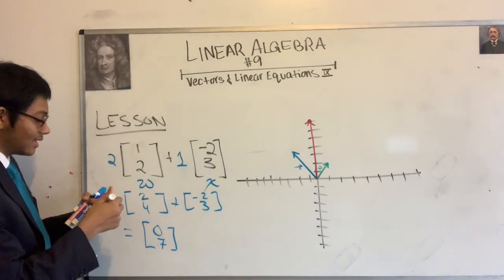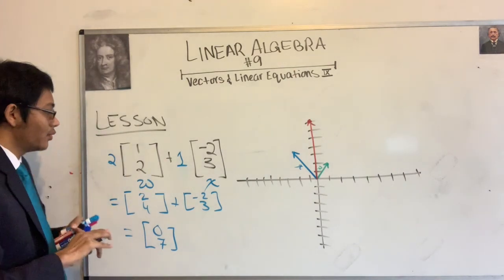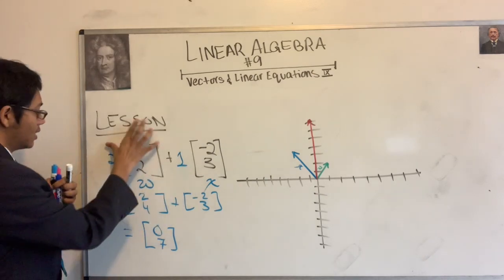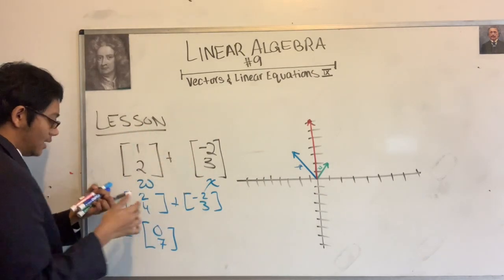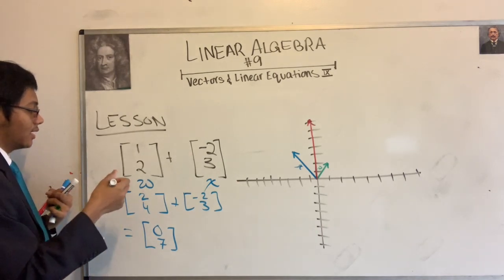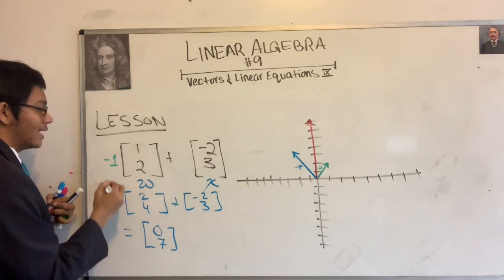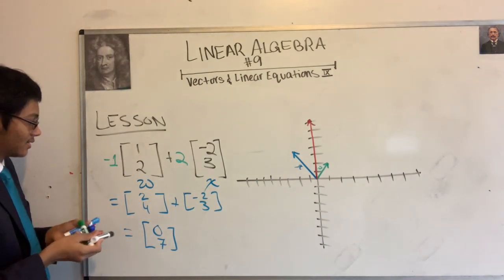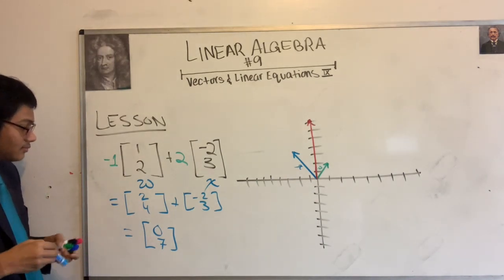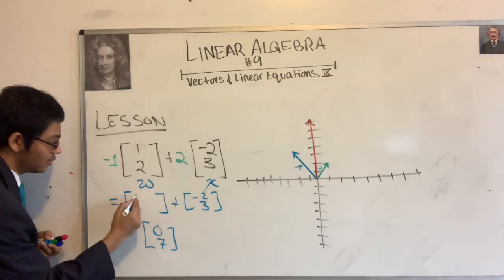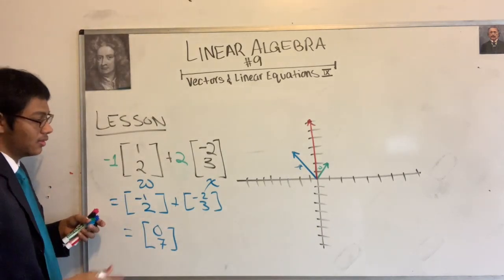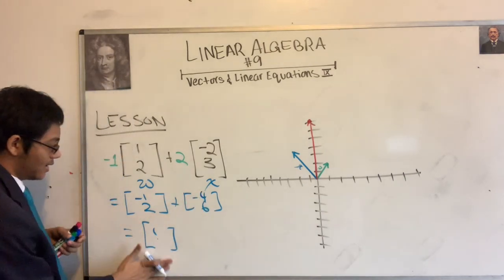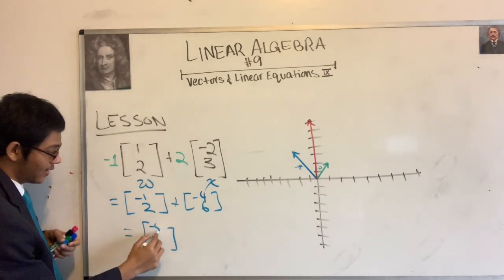So now let's try a different combination. We tried a combination of 2 of the green and 1 of the blue. Now let's try -1 and 2 of this. Make things a little interesting. So what is this? -1, 2. And minus 4, 6. They're both facing backward. And we get -5, 8.